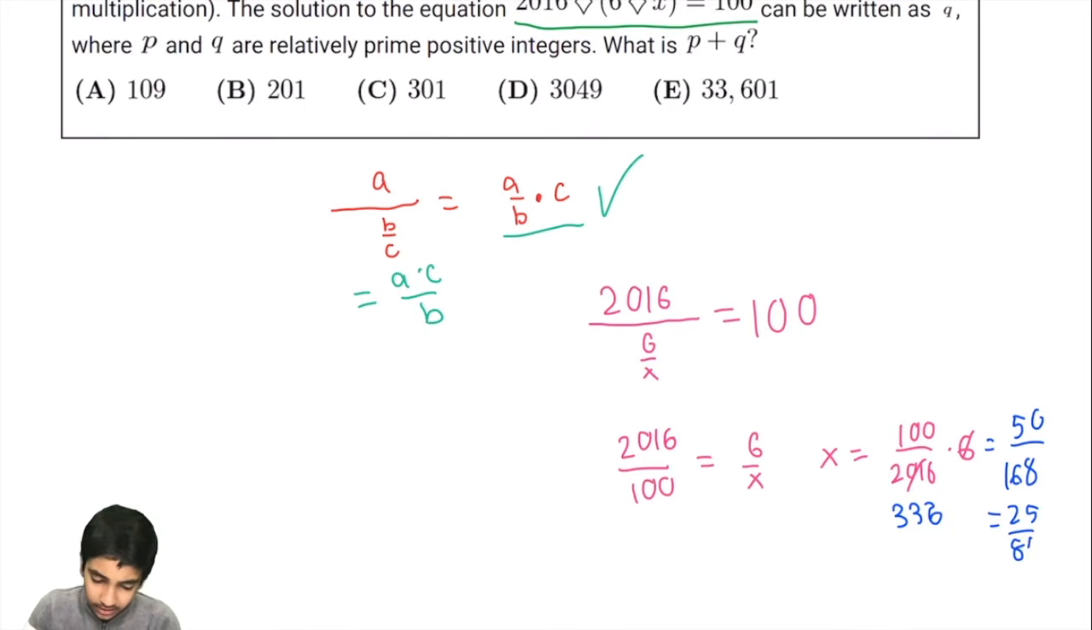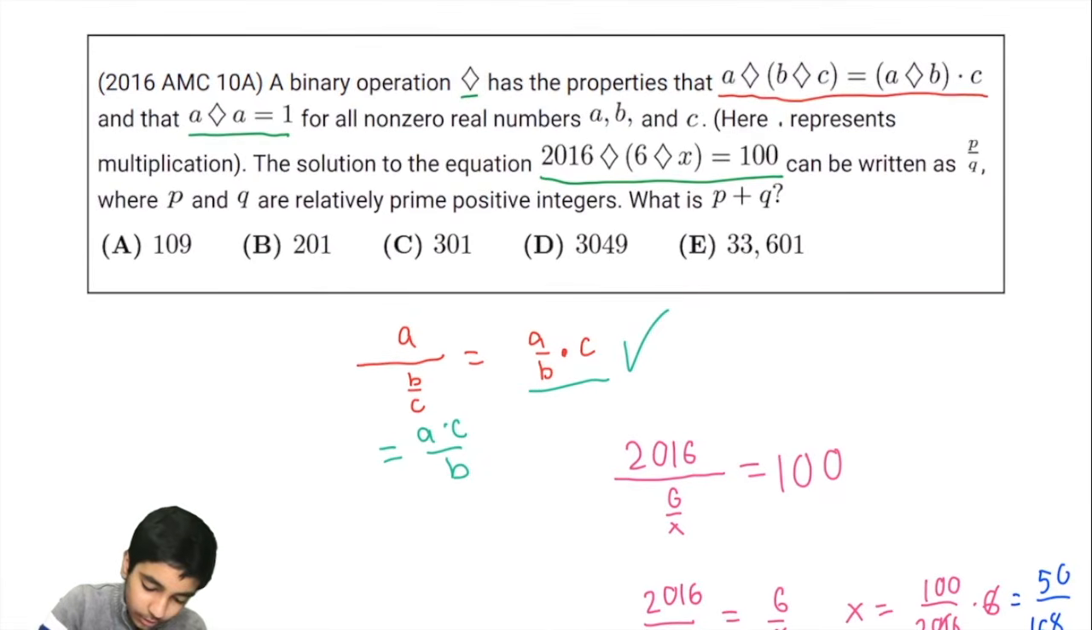So you can see that the answer is just going to be equal to 109, because we want to find the sum of 25 and 84. So the answer is 109. And the fraction is 25 over 84.